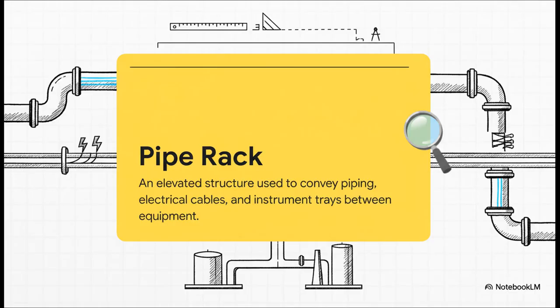A pipe rack. Yeah, it's pretty much what it sounds like. A giant rack that holds up pipes. But it is so much more than that. Think of it as the plant's main circulatory system. It's carrying all the process fluids, sure, but also all the electrical power and the data cables. And the design of this thing, which looks so simple, is governed by some incredibly strict rules.